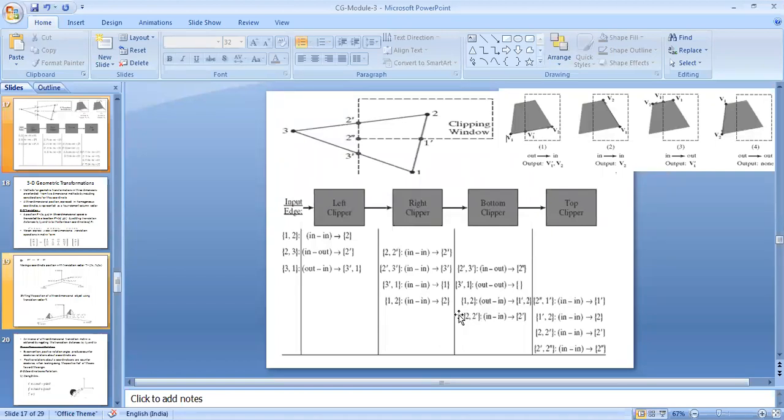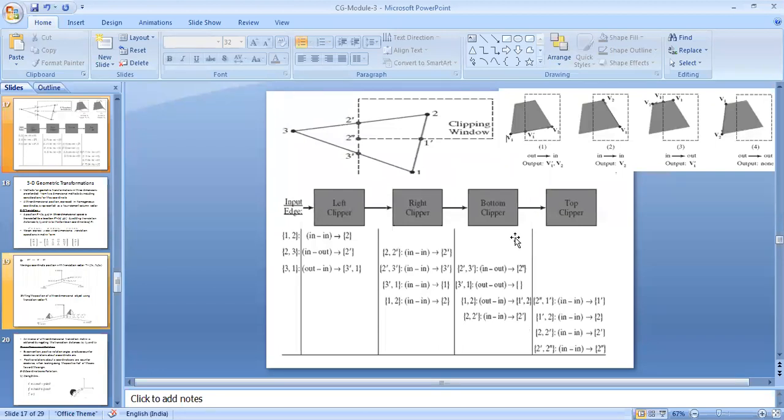Okay, so next is 1 2. 1 2 means it is going from out to in, because this is my clipping boundary. All these are inside, all these are outside. So out to in means the intersection point and the second point. So next 2 to 2', which is in to in, so the second vertex is 2'.